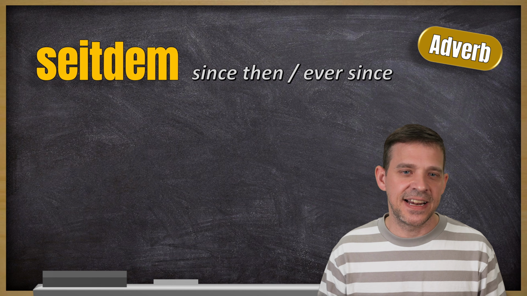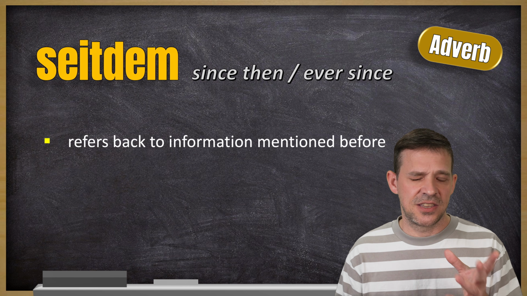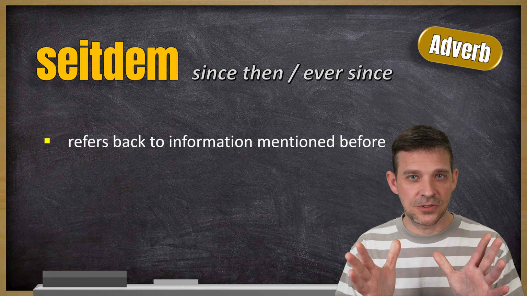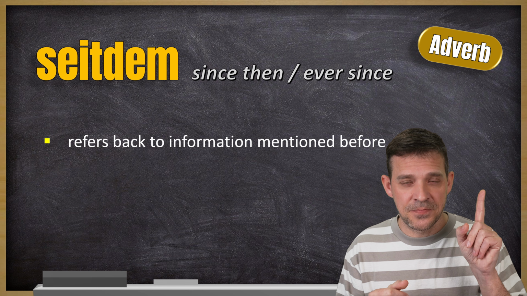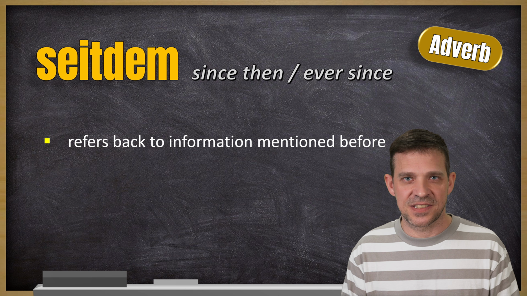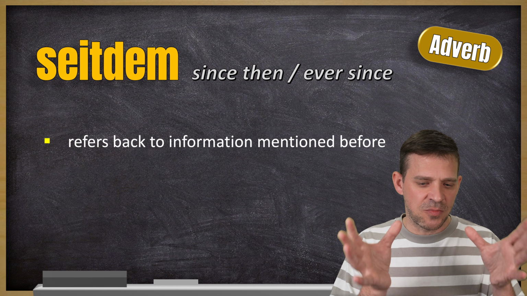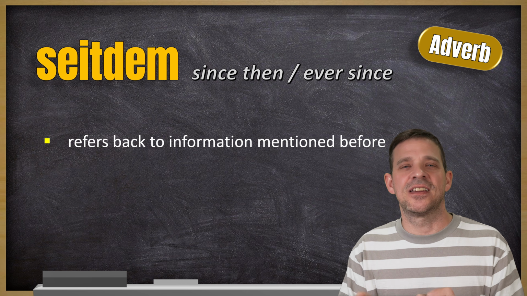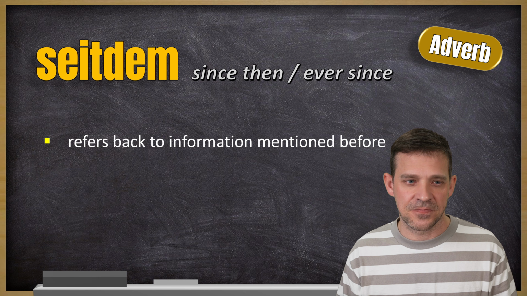Seitdem is mostly translated in English with "since then" or "ever since." It refers back to information mentioned before, and that's important to understand because you cannot just use seitdem as an adverb to start a sentence without any context. So you always have some knowledge or some context, some information mentioned before, and then you can use this seitdem as an adverb to refer back to this information.